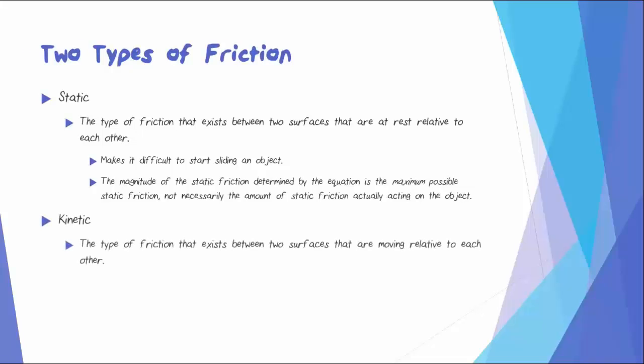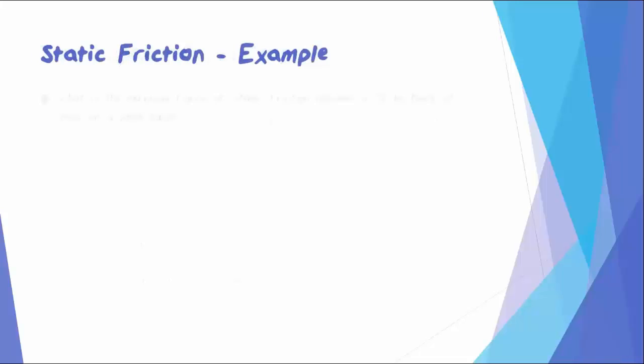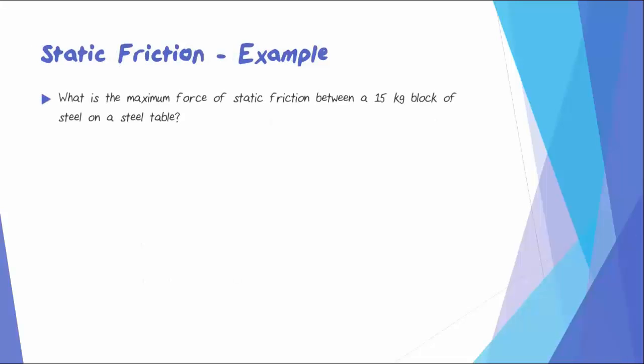Kinetic friction is the type of friction that exists between two surfaces that are moving relative to each other. This is the type of friction that either makes it difficult to keep something moving, or slows down an object that is already moving. Let's take a look at an example of static friction. What is the maximum force of static friction between a 15 kilogram block of steel on a steel table?